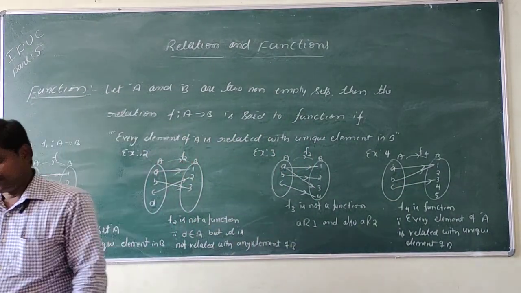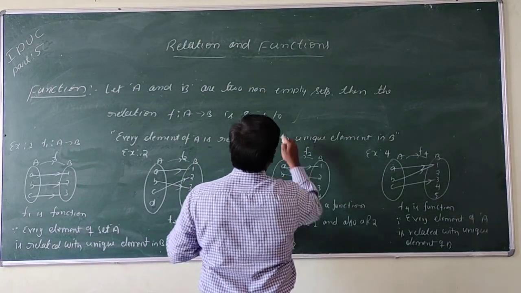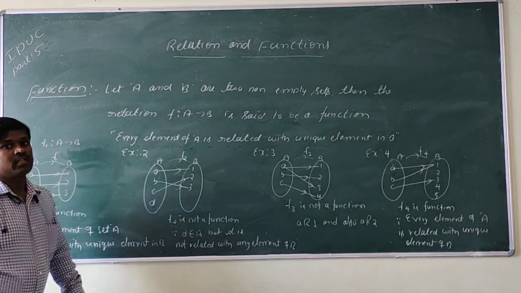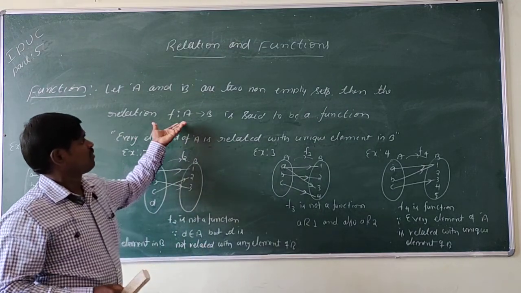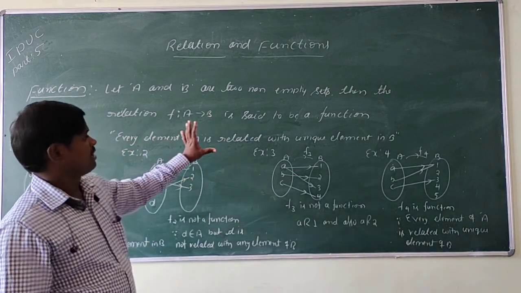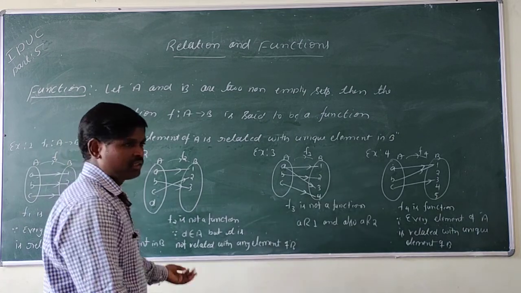Okay, so write down. A relation f that is a mapping from A to B is said to be a function if it satisfies this condition: every element of A is related with a unique element of B. It is better to take a screenshot and then write it in the notes.